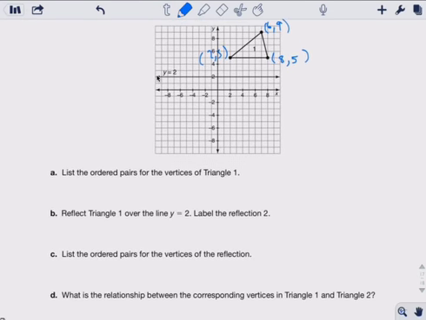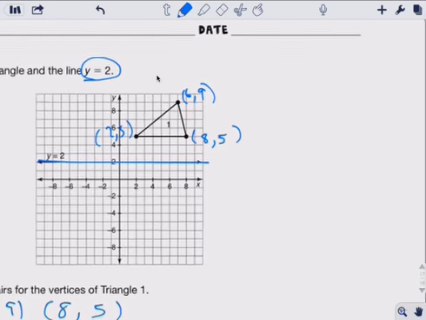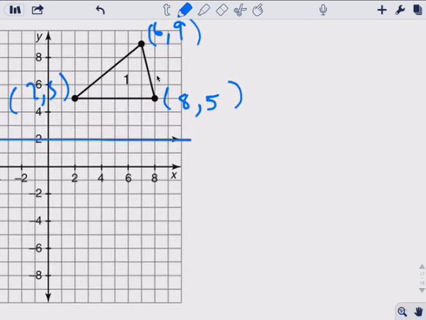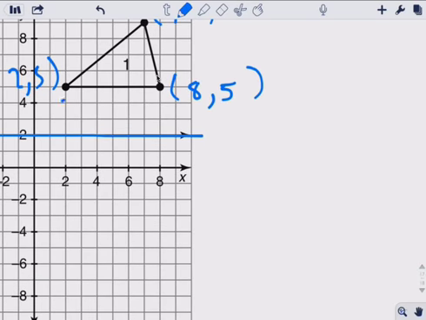Okay, so we do 2, 5, 6, 9, 8, 5. I wish they'd give letters. Reflect triangle 1 over the y equals 2. Label it reflection 2. Okay, reflected over here. Well, the y equals 2 is now your perpendicular bisector. And it's 3 away, so you count 1, 2, 3 right there. 1, 2, 3 here. 1, 2, 3 there.